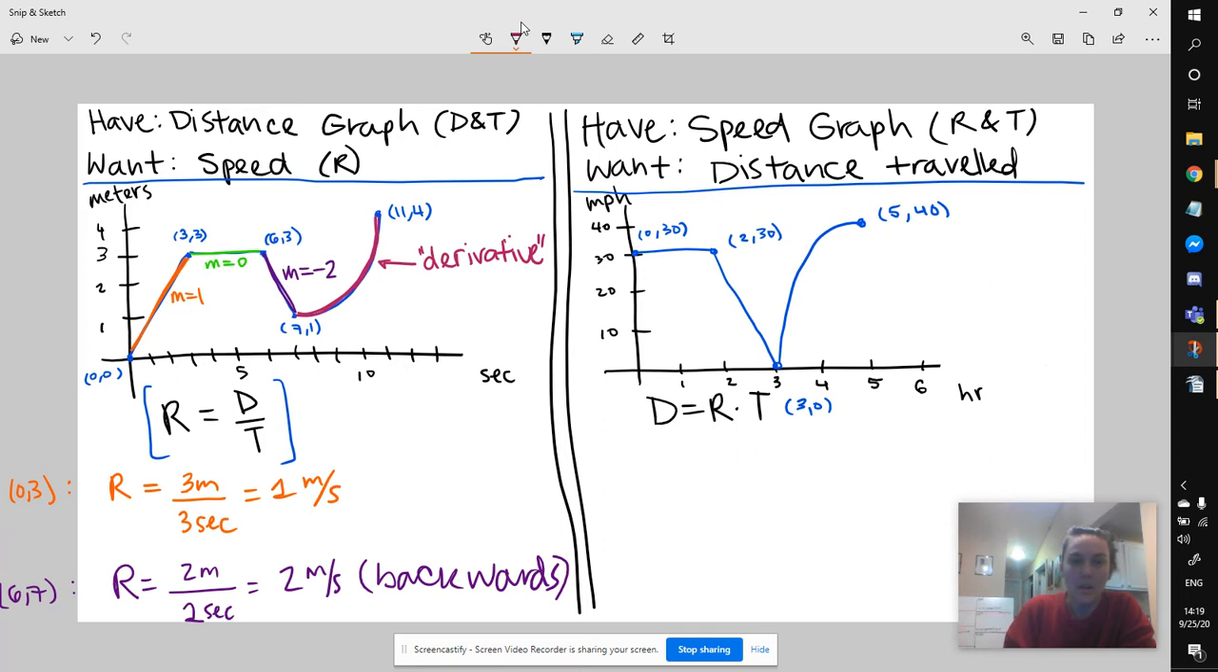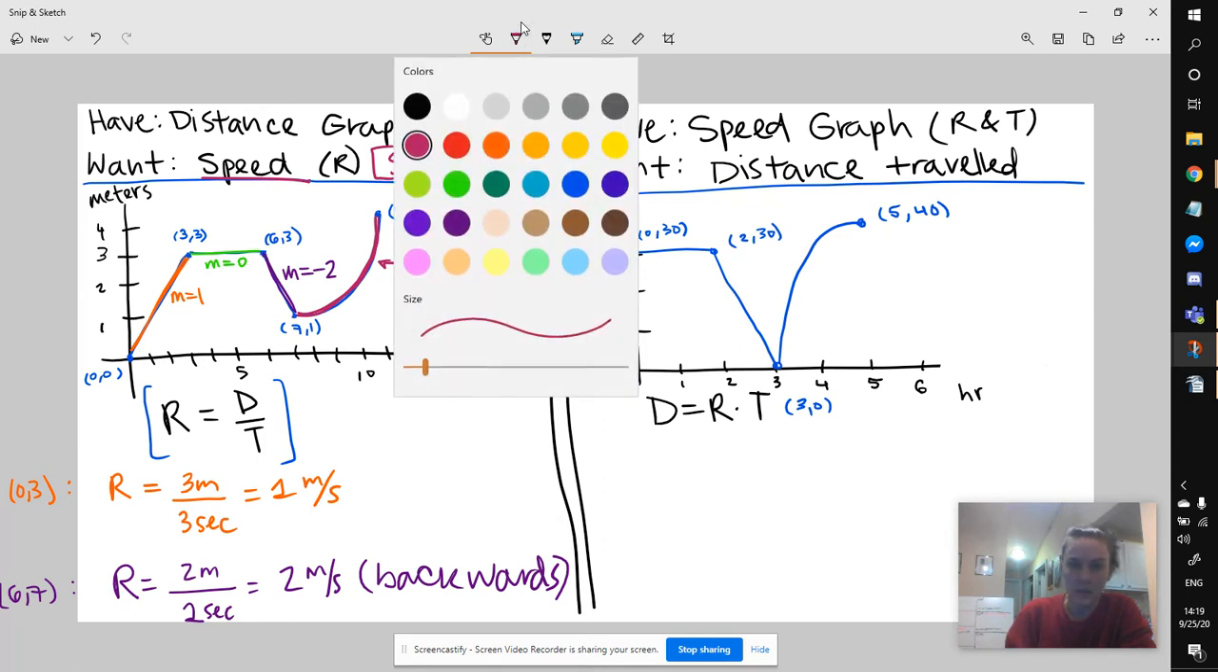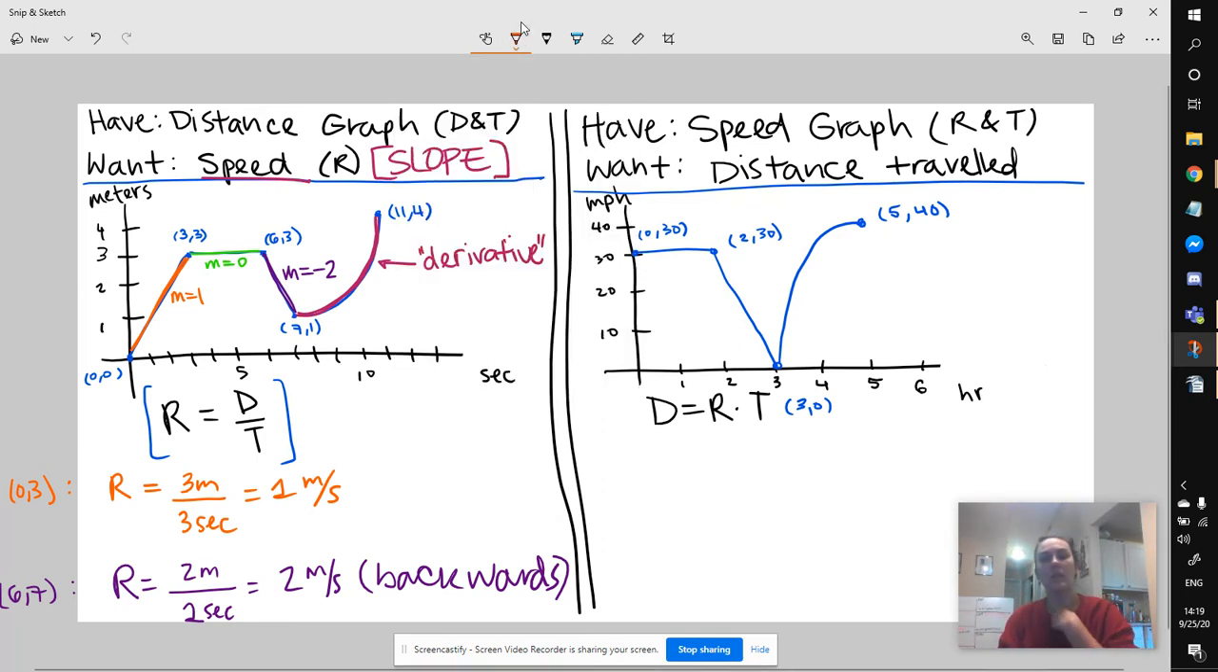So in a nutshell, if you have a distance graph and you want the speed, we're going to use the slope to find the speed. All right, let us go now to if we have a speed graph and we want the distance traveled.